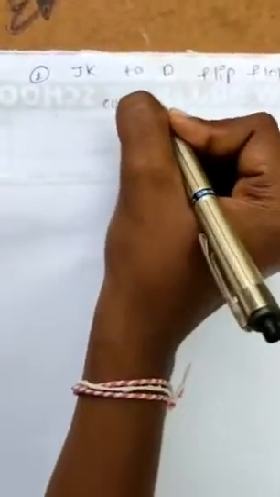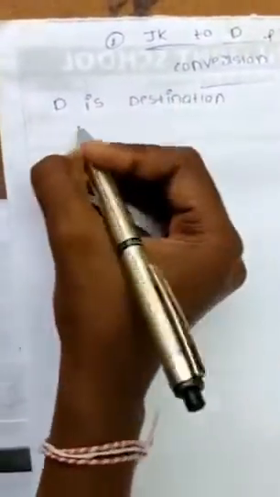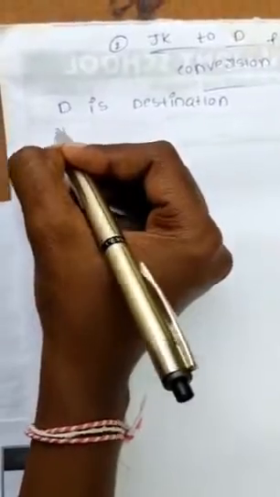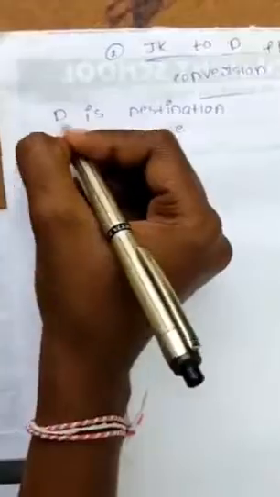flip-flop. Okay, JK to D flip-flop conversion. Here D is the destination and JK is the source, which means D is the input and JK are the values for which we want to get the logic circuit of the JK to D flip-flop conversion.